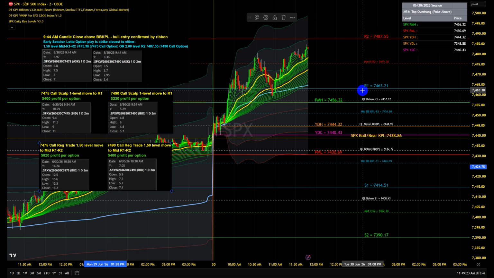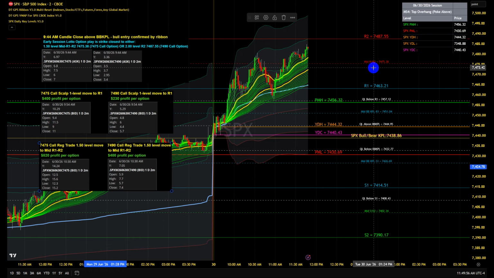The early session lotto option strategy, though, is different because it's using the strikes for the regular trade targets. So that's going to be the strike closest to the 1.5 level target and the 2 level target. So in this case, for today's session, on a bullish trade based on the bull bear KPL, the 1.5 level target mid R1 R2, that's 74.7538. So that's a 74.75 strike is going to be your first lotto option to consider.